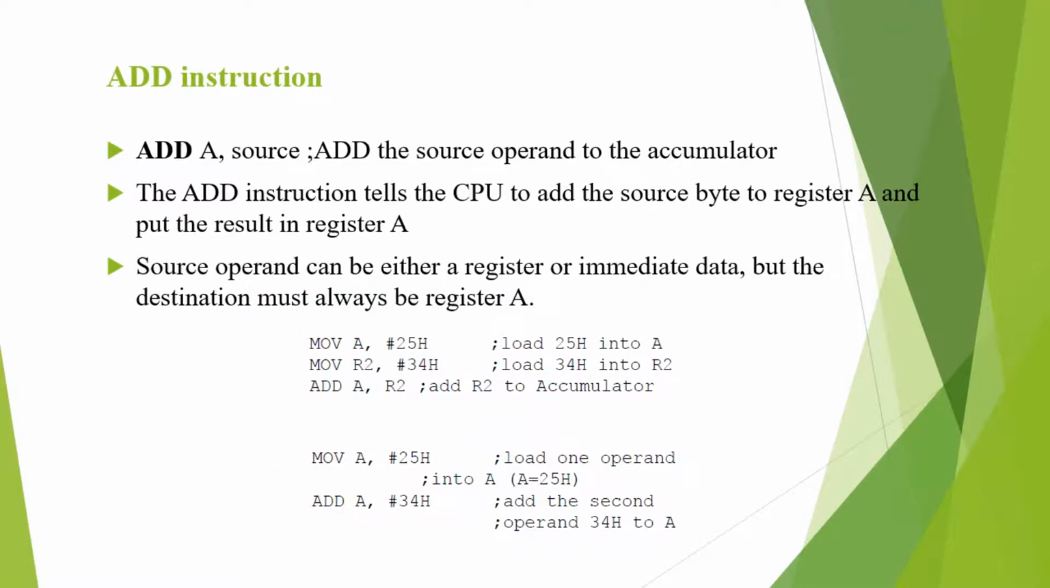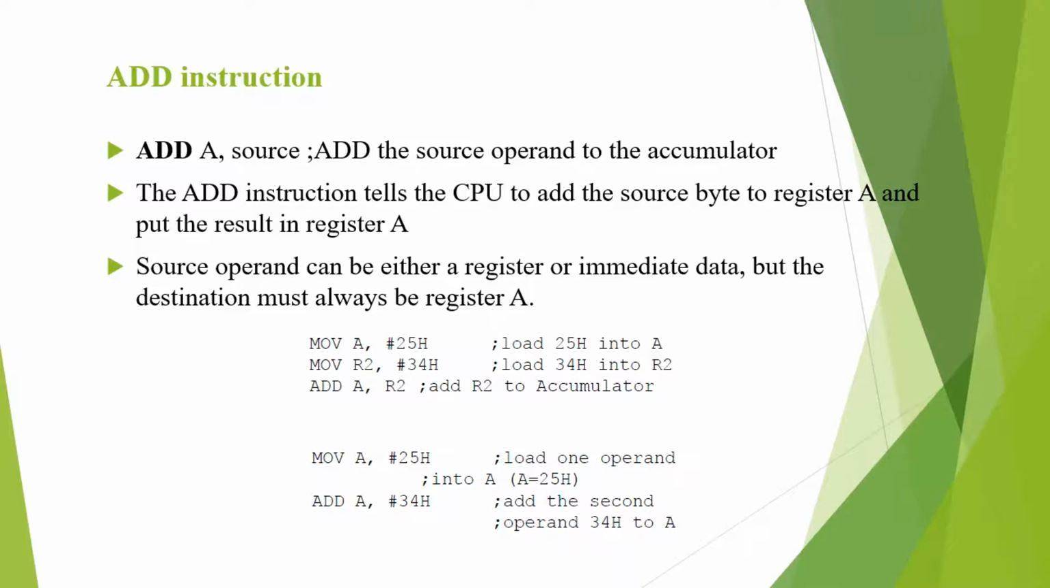Next we'll see the ADD instruction. ADD A, source. This is the syntax for the ADD instruction. This instruction will add the source operand to the accumulator and the result will be stored in the accumulator itself. So the ADD instruction tells the CPU to add the source byte to register A and put the result in register A. The source operand can be a register or immediate data, but the destination should always be the accumulator.